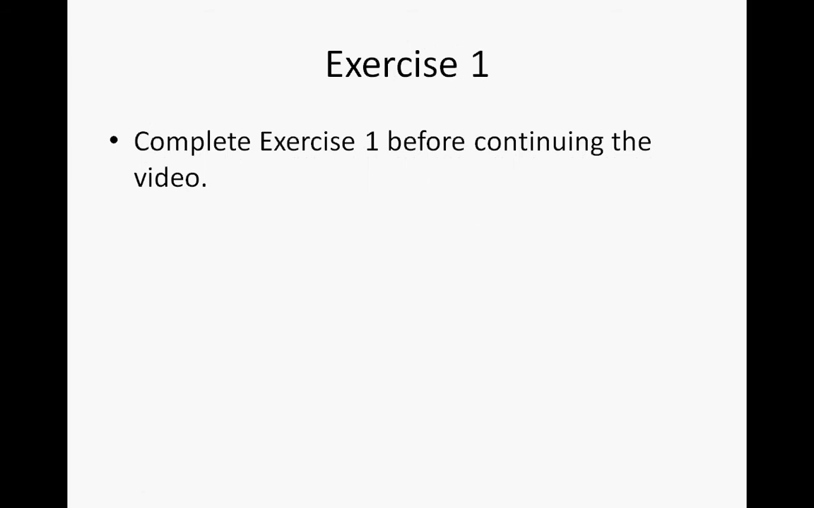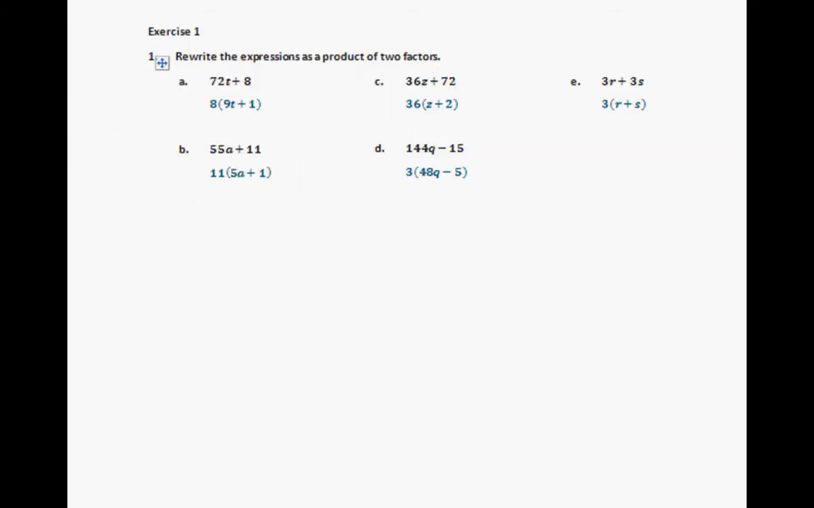Alright, you should be done with exercise 1. And you should have something that looks similar to this. Rewriting the expressions as a product of 2 factors. The greatest common factor we can take out of 72 is 8. Yes, you could take out a 4 or you could take out a 2, but 8 is the greatest common factor, so it would be 8 times the quantity of 9t plus 1. For here, 36 is the greatest common factor. For E, it's 3. For B, it's 11. And for D, it is 3.